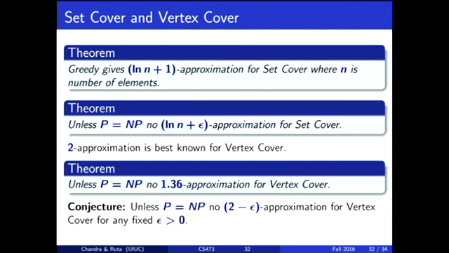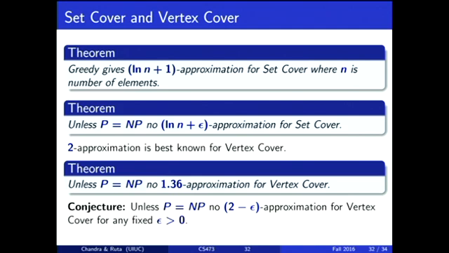The important and interesting and highly non-trivial result is that unless P equals NP, for set cover you cannot do better than that approximation. The simple greedy algorithm is optimal unless P equals NP, optimal in the sense of giving a worst case guarantee. And also for vertex cover, you can prove unless P equals NP, there is no 1.36 approximation. You cannot do better than 1.36. And in fact, people believe, under something which I won't go into, that you cannot do better than 2.